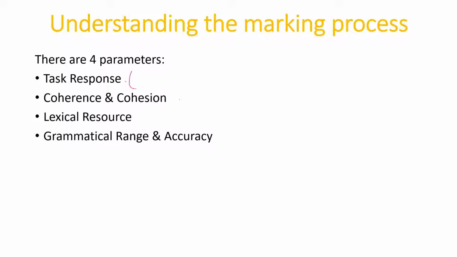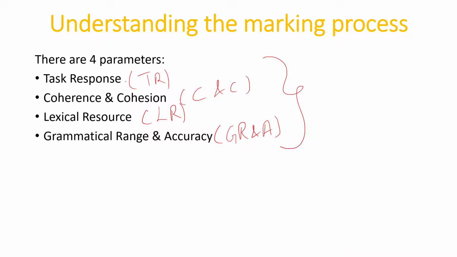So in short form, you must have heard about TR, CC, LR, GRA. So these are the four parameters teachers are looking at, and each parameter consists of 25% of your total score. So you cannot say one parameter is more important than the other. All parameters are equally important, so you have to take care of all of them.